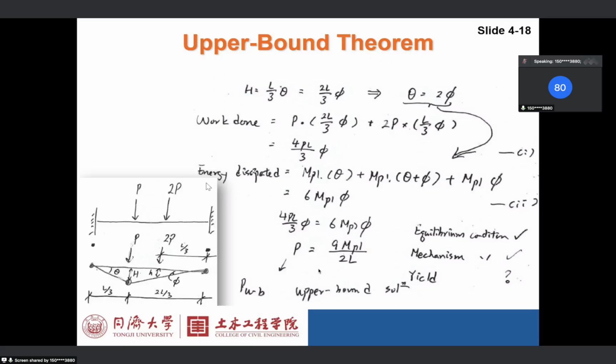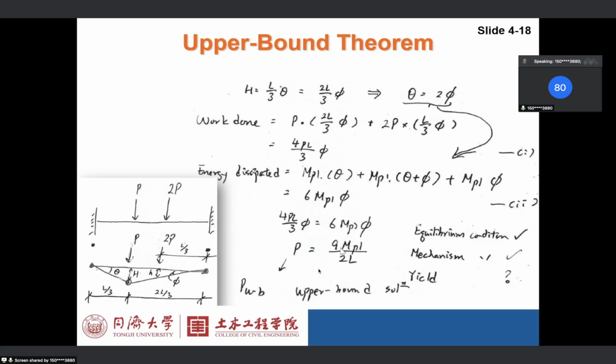This is equation 1. What is the energy absorption, the energy dissipation? So we have a plastic hinge here, a plastic hinge here, and a plastic hinge here. So this one: MPL times delta, plus MPL times theta plus phi, right? And plus MPL times phi. And we get 6 MPL times phi. And then we make equilibrium: equation 1 equals equation 2. And we have this equation.